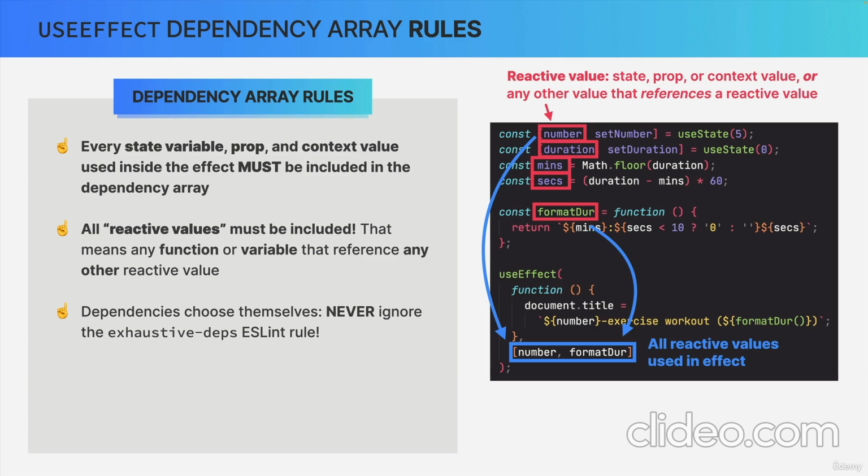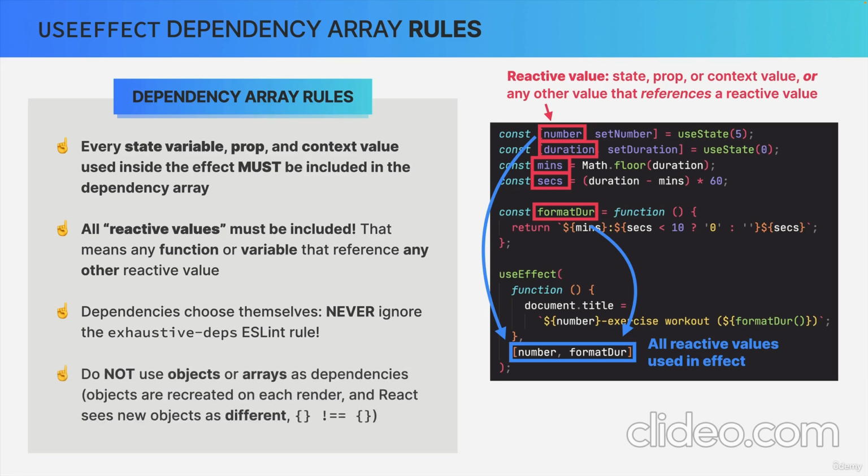Okay, and now the final rule is that you should not use objects or arrays as dependencies, because when you do so, it seems to work just fine, but in reality, the effect will rerun on every single render.